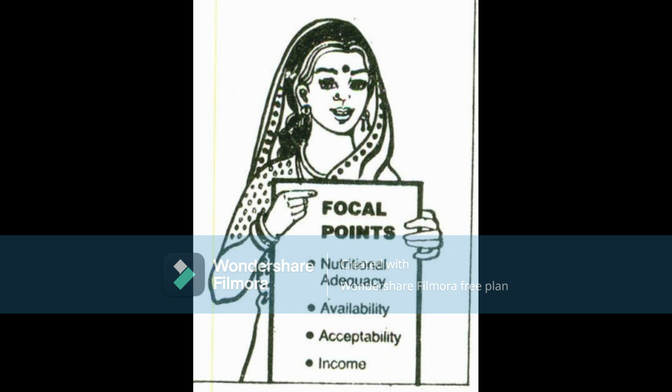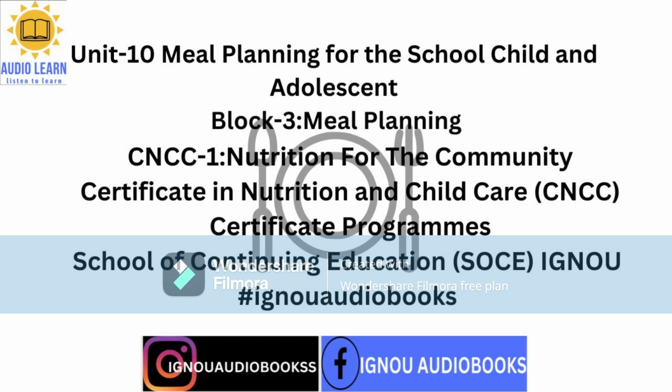Is the child in the 7 to 9 years or 10 to 12 years category? If the child is between 10 and 12 years of age, is the child a girl or a boy? What income group does the child belong to? What is the religious and cultural background? In which region does the child stay? Once you have listed the characteristics of the individual, look up the RDAs for energy and protein.